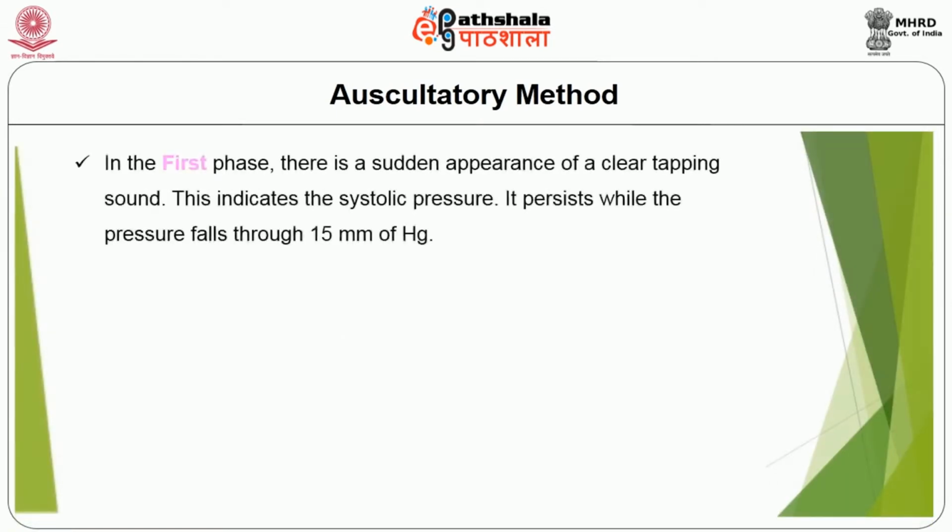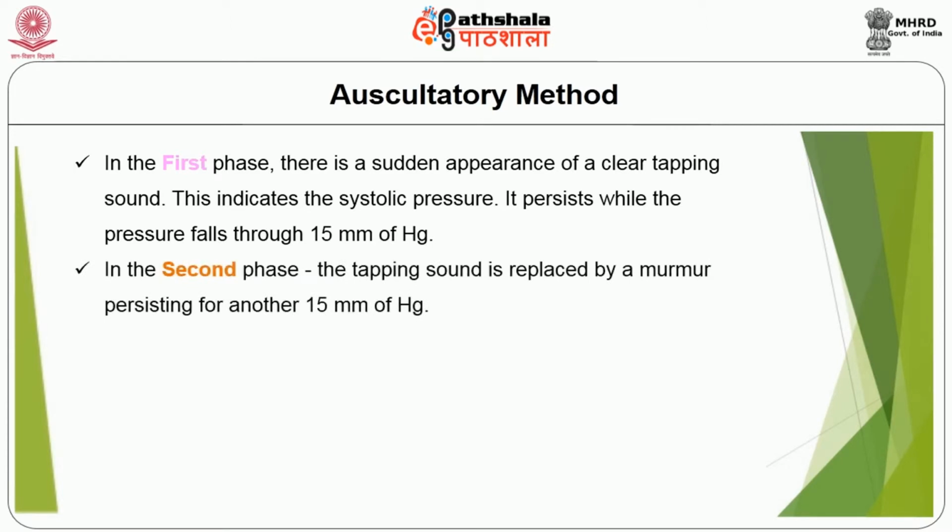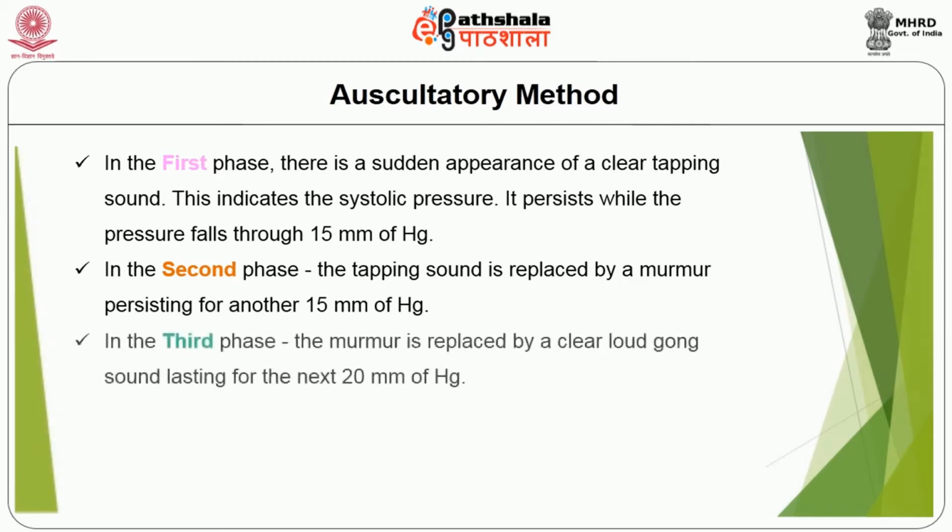In the first phase, there is a sudden appearance of a clear tapping sound. This indicates the systolic pressure. It persists while the pressure falls through 15 millimeters of mercury. In the second phase, the tapping sound is replaced by a murmur persisting for another 15 millimeters of mercury.